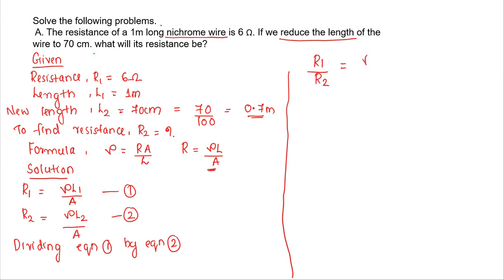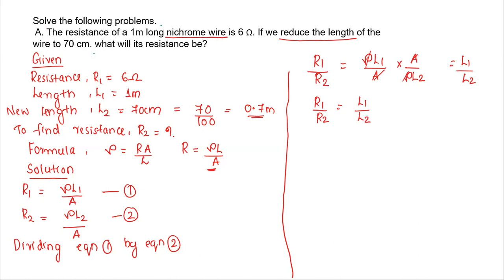Now we have to divide the right hand side. Right hand side: rho L1 upon A1 divided by rho L2 upon A2. So instead of dividing, you can multiply, but take the reciprocal. So the reciprocal of rho L2 upon A2 is A2 upon rho L2. A cancelled, rho and rho will get cancelled. We got L1 upon L2. So what we got? R1 upon R2 is equal to L1 upon L2.